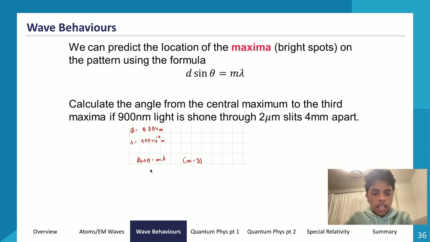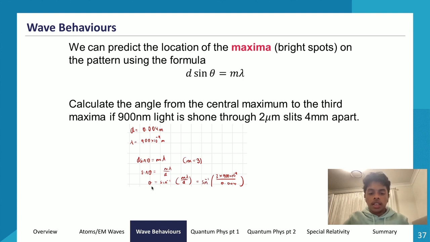d sine theta is equal to m lambda, where m is equal to 3. So now we can fill out this equation by going sine theta is equal to m lambda over d. So we can isolate sine theta now, and then we can sub all the values in. So theta is equal to sine inverse of m lambda on d. We isolate theta because that's what we're looking for. Then we sub in all the values.